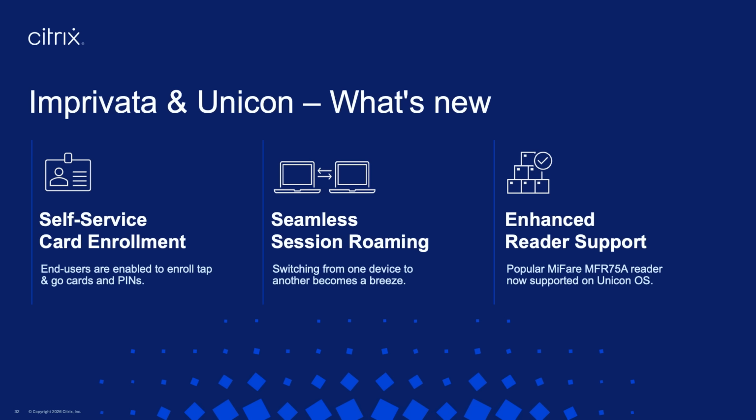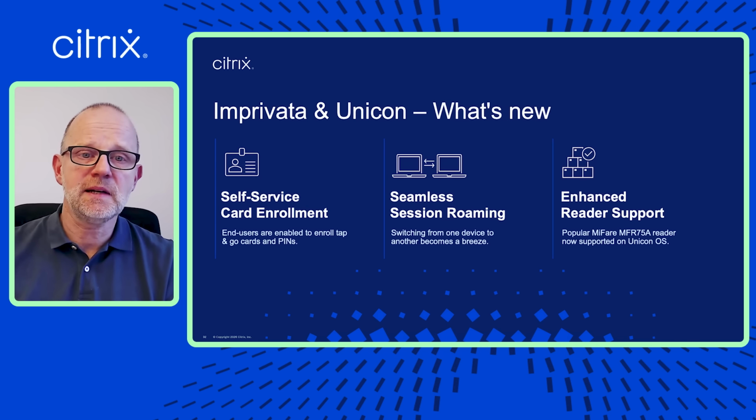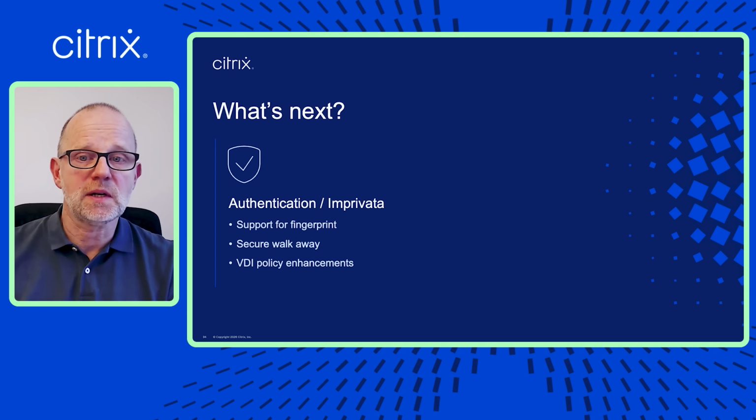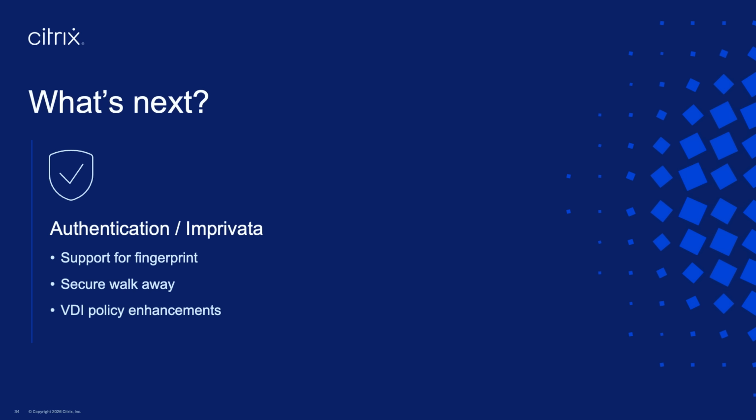Taken together, these updates further strengthen the Imprivata experience on Unicon OS, making Tap and Go workflows easier to deploy, smoother to use, and better aligned with real-world operational needs. And lastly, I'd like to give you a brief look on what's coming next. On the authentication side, and especially in the context of Imprivata, we're continuing to expand the user experience and security capabilities. This includes support for fingerprint authentication, secure walkaway scenarios, and further enhancements to VDI policies.